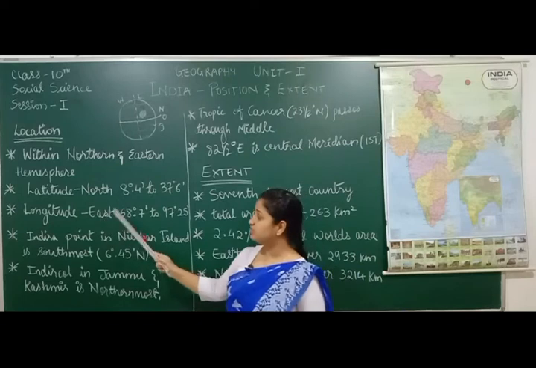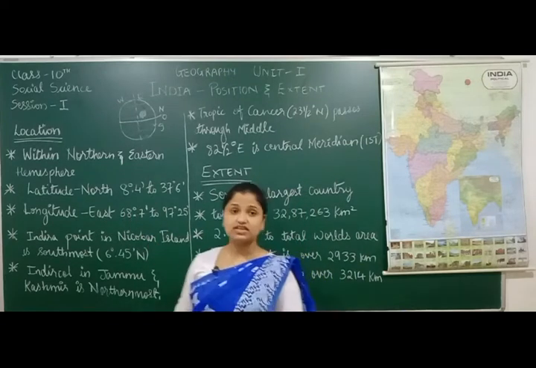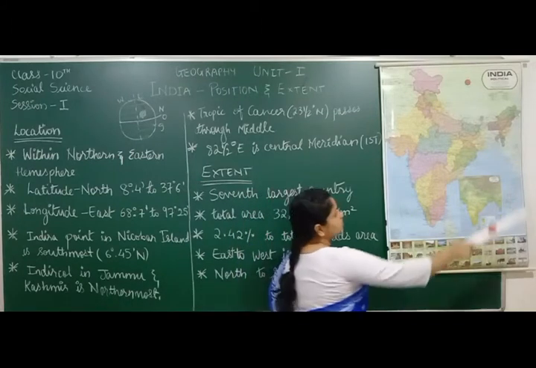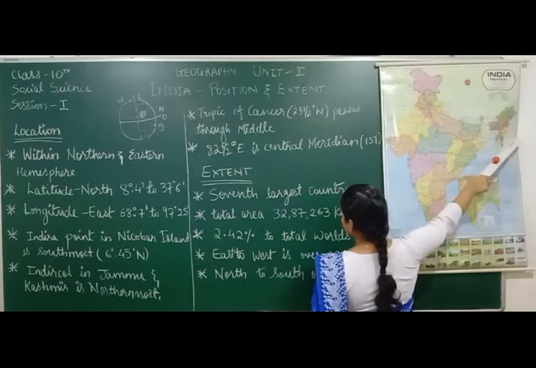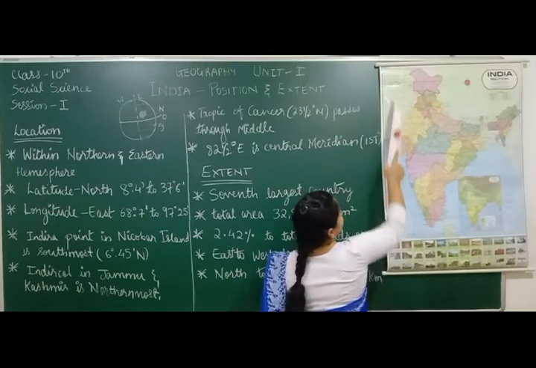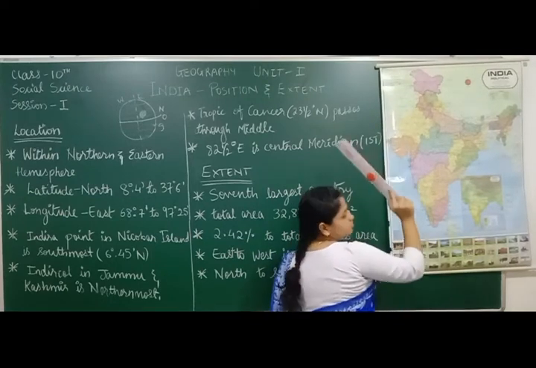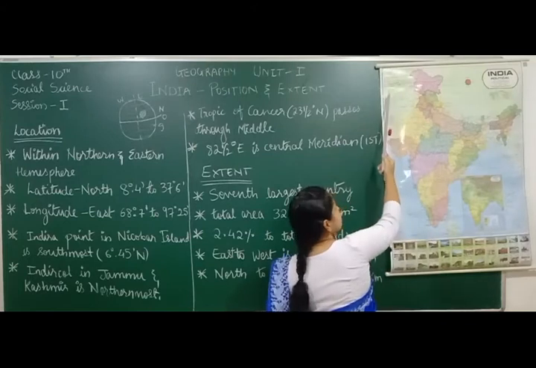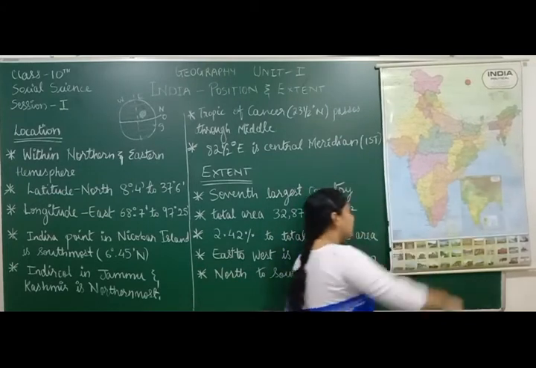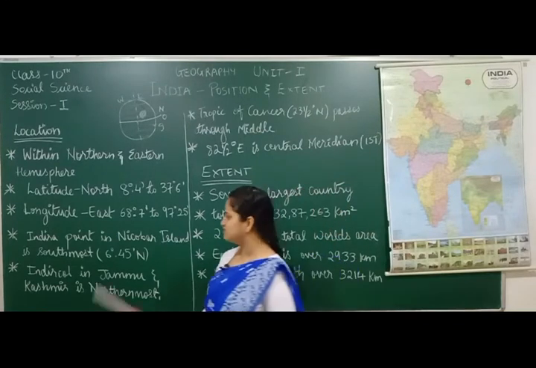Also, when you see east to west, it is 68 degrees 7 minutes to 97 degrees 25 minutes. So east to west, we are going to count from here, going towards the east. So 68 degrees 7 minutes, and 97 degrees 25 minutes. That is how you are going to count the extent of India. Is this clear to you?